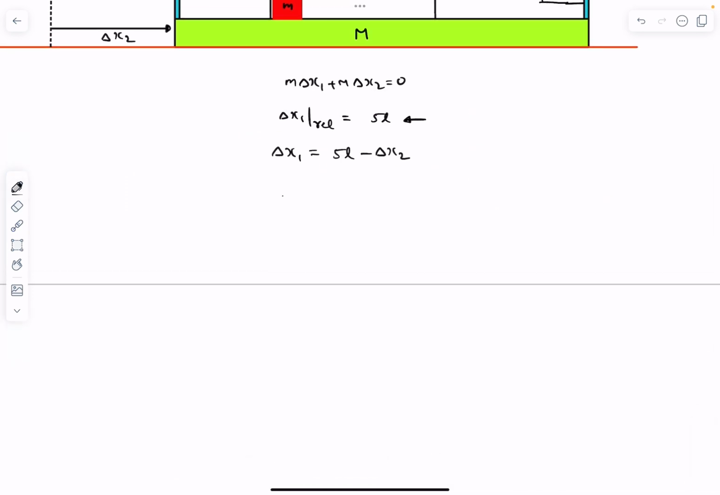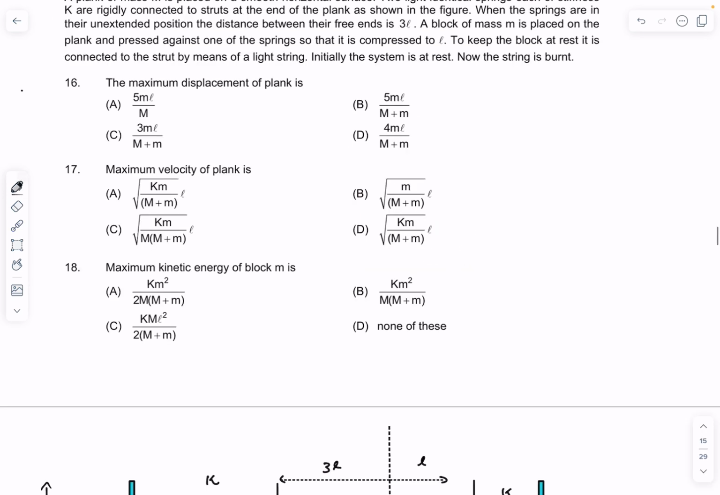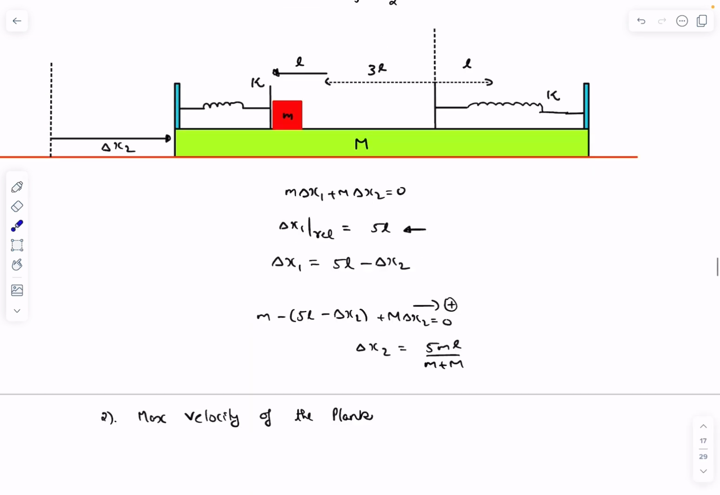Now once we're done with this, let's say every displacement towards the right is positive. So we can say m into delta x1 would be negative here. So minus m times (5L minus delta x2) plus capital M times delta x2 should be equal to 0. From here, delta x2 turns out to be this particular value. So that corresponds to option B. Now the second question is asking the maximum velocity of the plank.